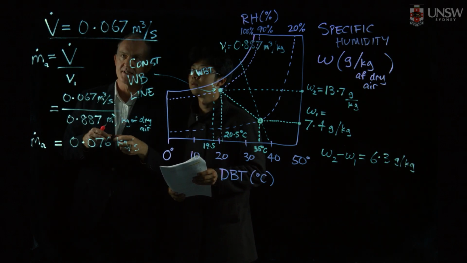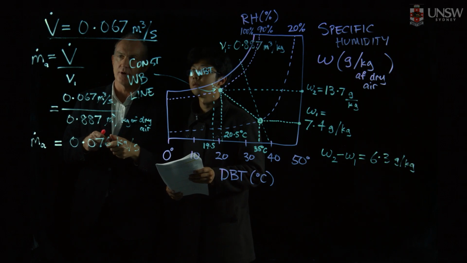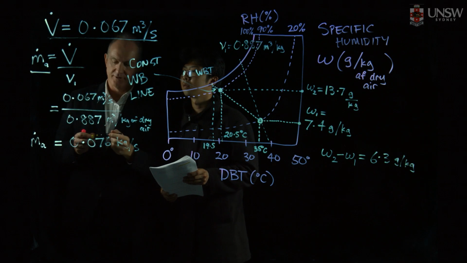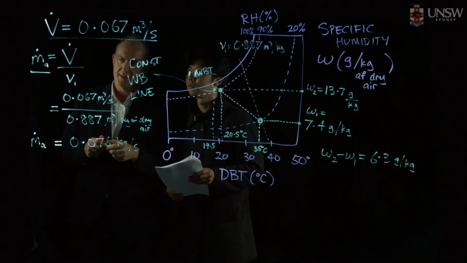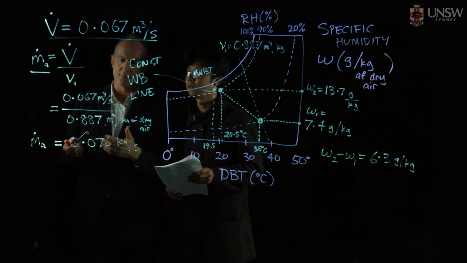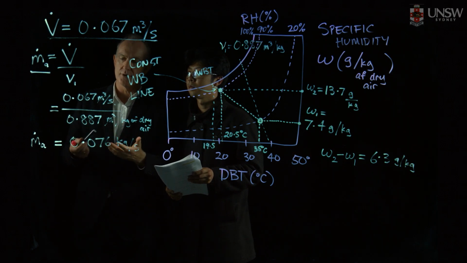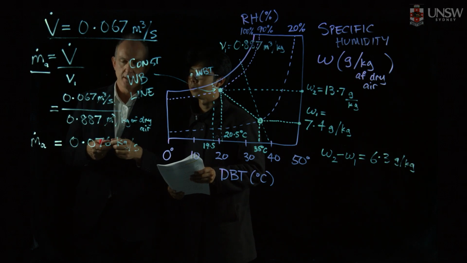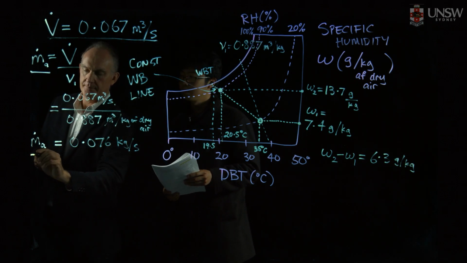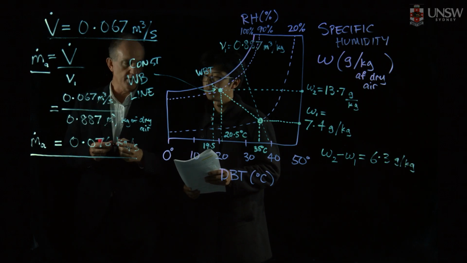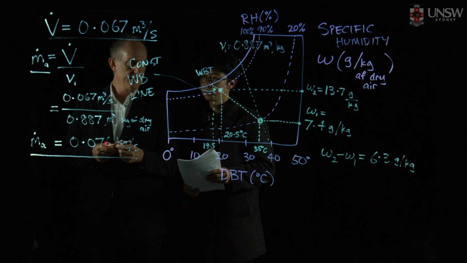That's the inlet specification. We know that volume flow rate. We work out the mass flow rate of the dry air at the inlet. That will be conserved all the way through the system, which is why we like to work on a dry air basis. Okay, so here's our final number, the mass flow rate of the dry air. Fantastic. Now we're almost there.